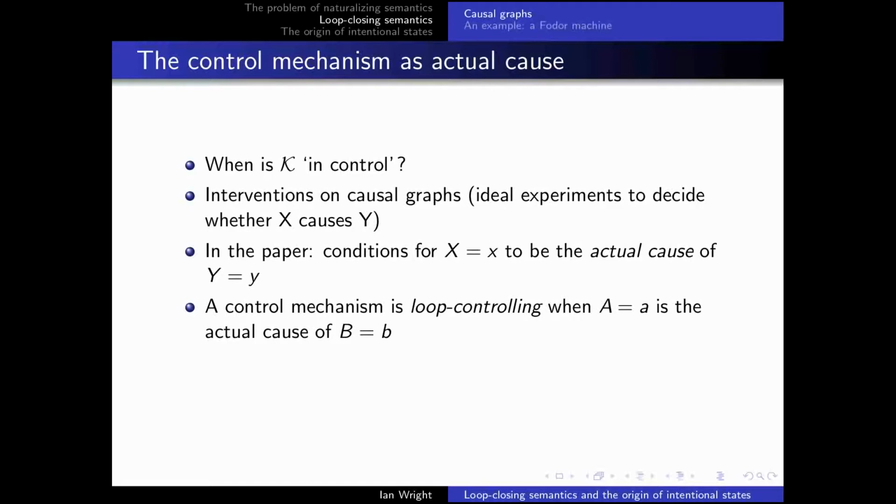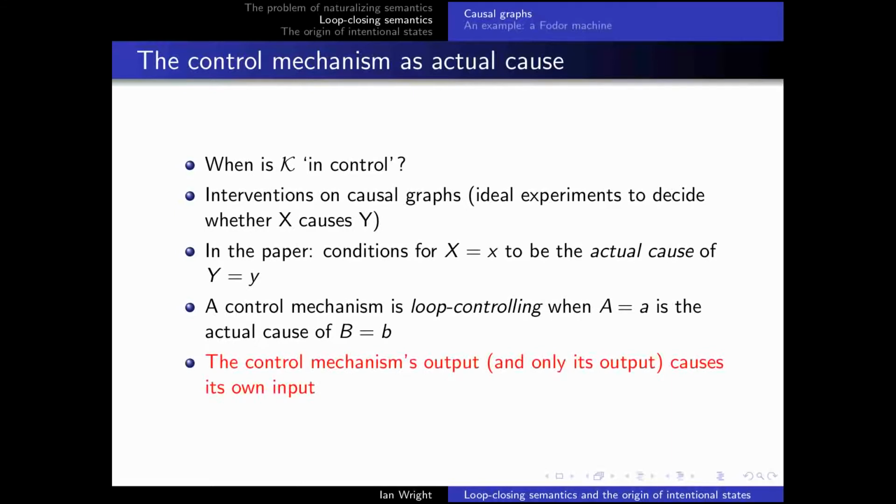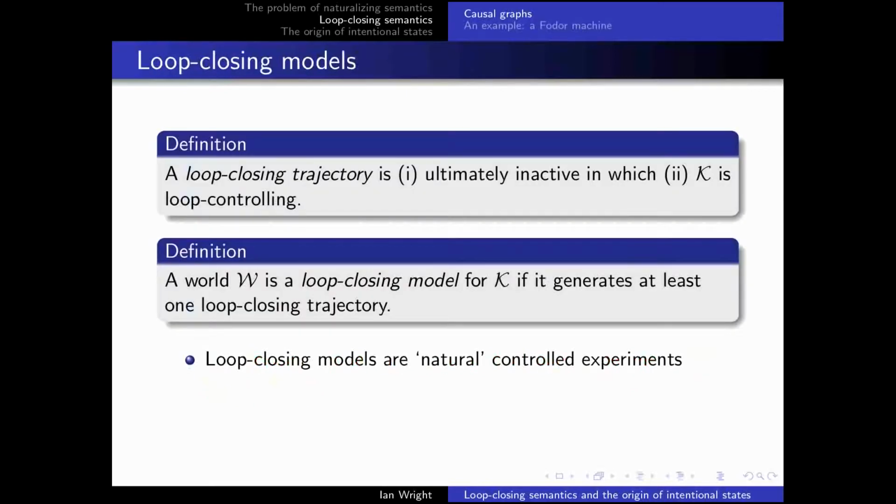We can then define when control mechanism K is loop controlling, in the sense that its actions are the actual cause of its own input. We can now define the set of loop closing models. A loop closing trajectory is ultimately inactive in which K is loop controlling, and a world W is a loop closing model for K if it generates at least one loop closing trajectory.